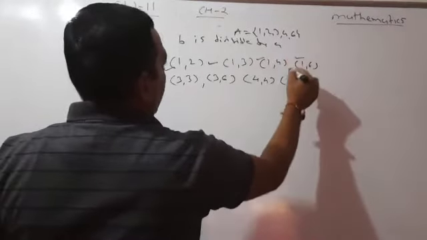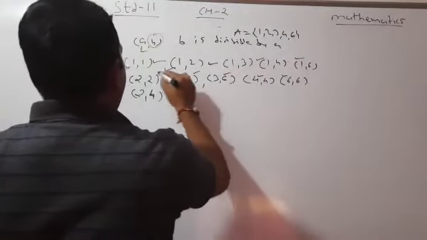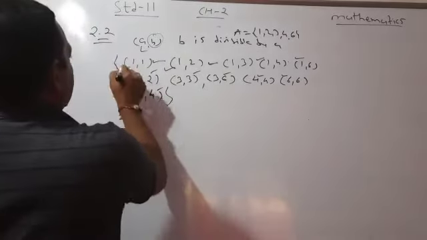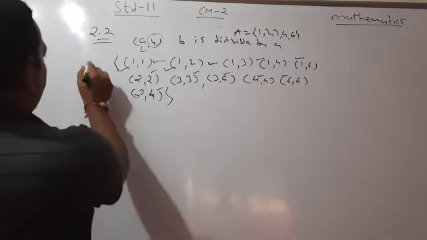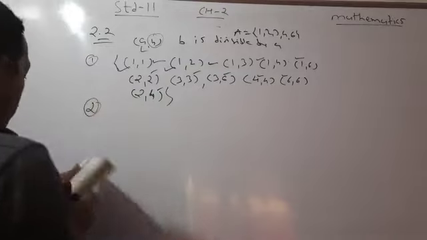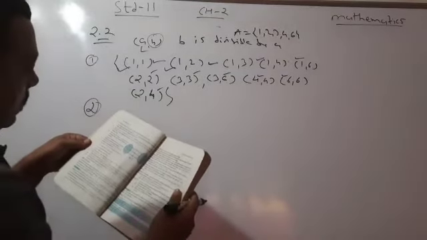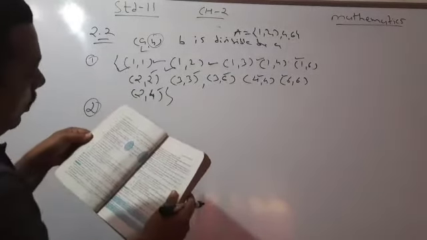3, 4, 5, 6, 7, 8, 9, 10, 11 entries exist. This is in the form of roster form. This is my first answer. Now the second answer in the same question is: find the domain of R.